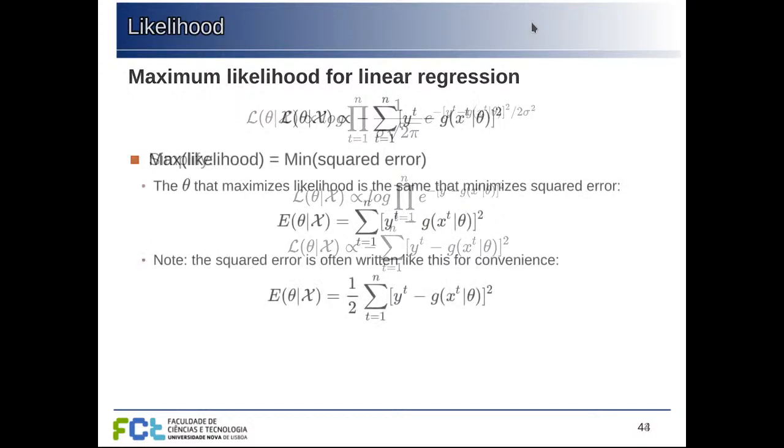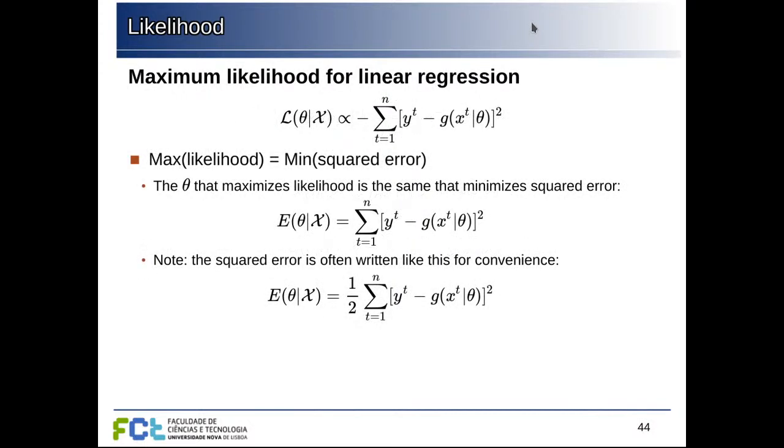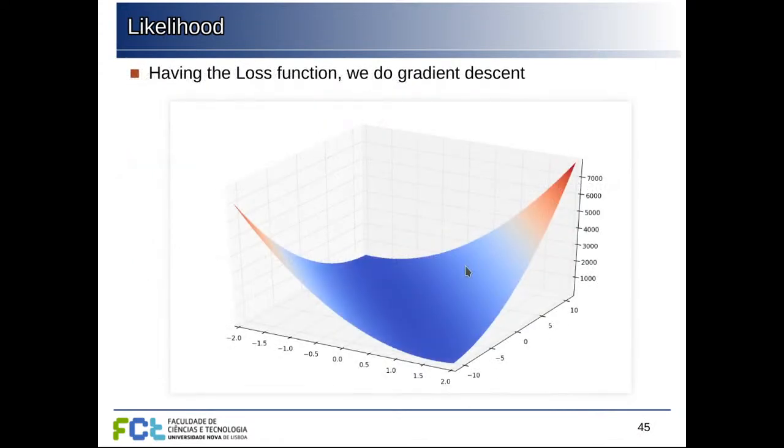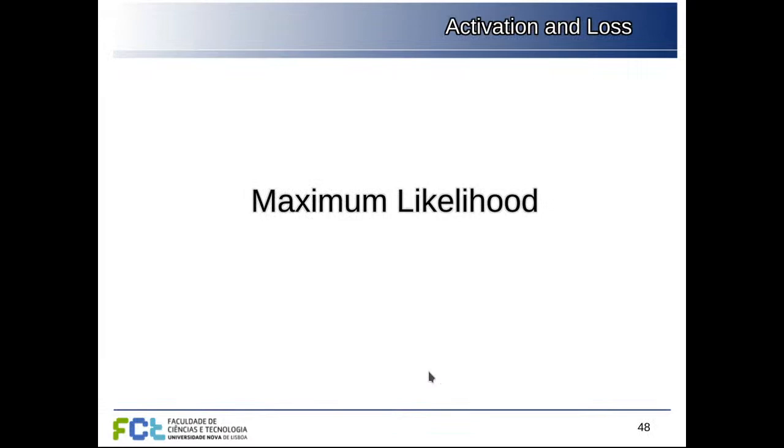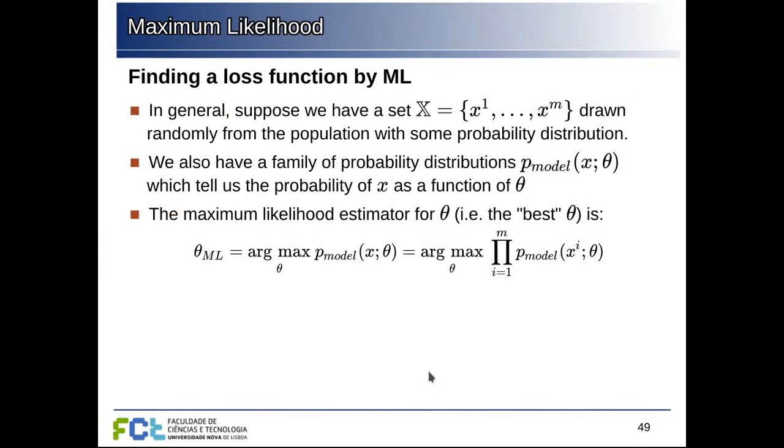But let's think now of this more generally. This is for the linear regression. We obtain this particular loss function, the sum of the quadratic errors, and then we minimize the loss function with gradient descent. So this we did for linear regression. But now let's look at the general approach by maximum likelihood.